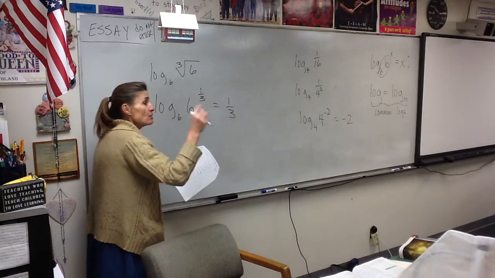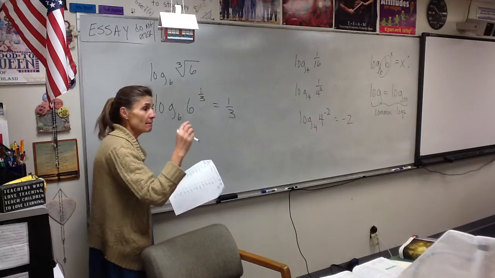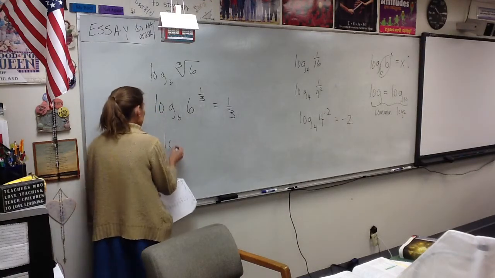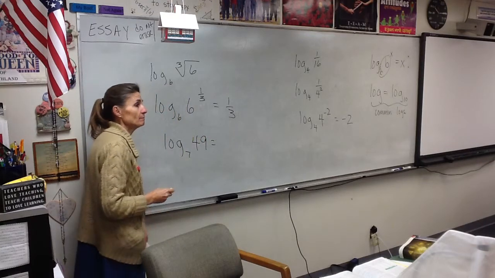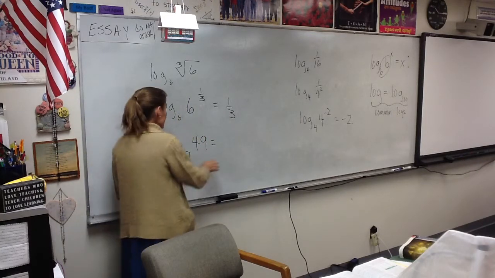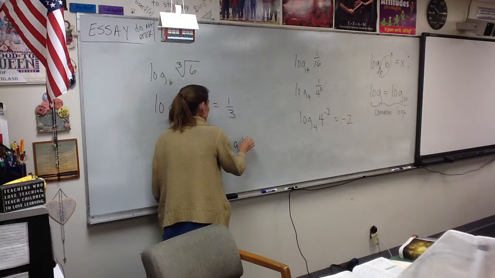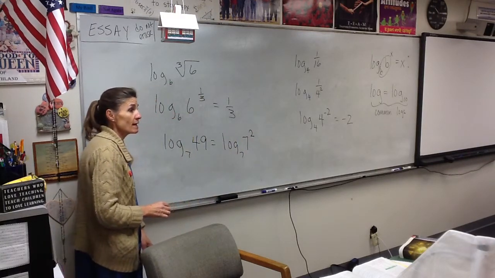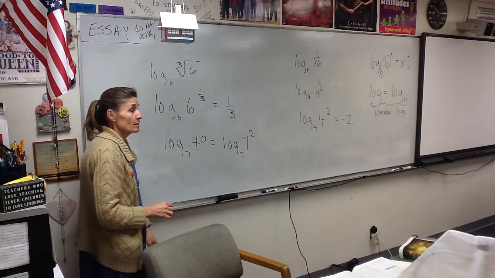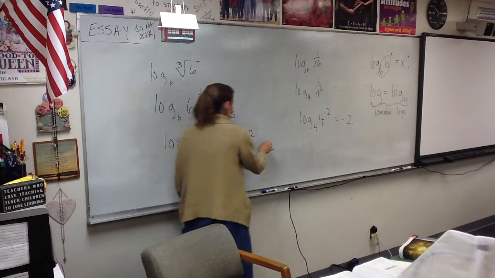Number 9. I know I'm skipping some. I'm going to come back and get them, I promise. Number 9. Tell me about that. 7 squared. That's the log base 7 of 7 squared. Isn't 49 7 squared? So the answer is 2.